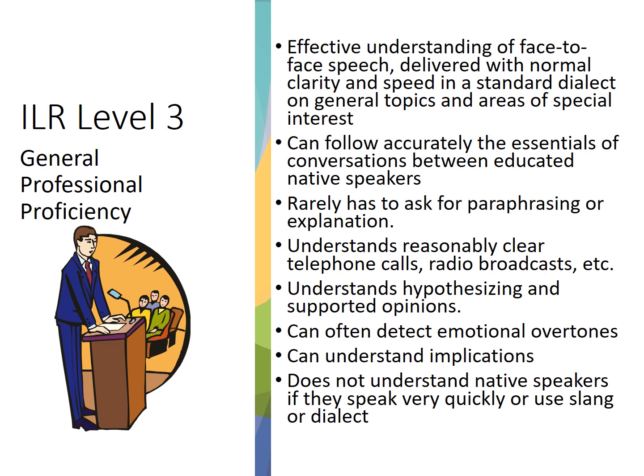At level 3, listeners can understand hypotheses and opinions. They can often pick up on the emotional overtones of what people are saying. Are they being polite or rude? Are they joking? Are they irritated or impatient? They can also understand implications. Even so, level 3 listeners still have trouble with someone speaking very quickly or if someone is using slang or speaking in a non-standard dialect.